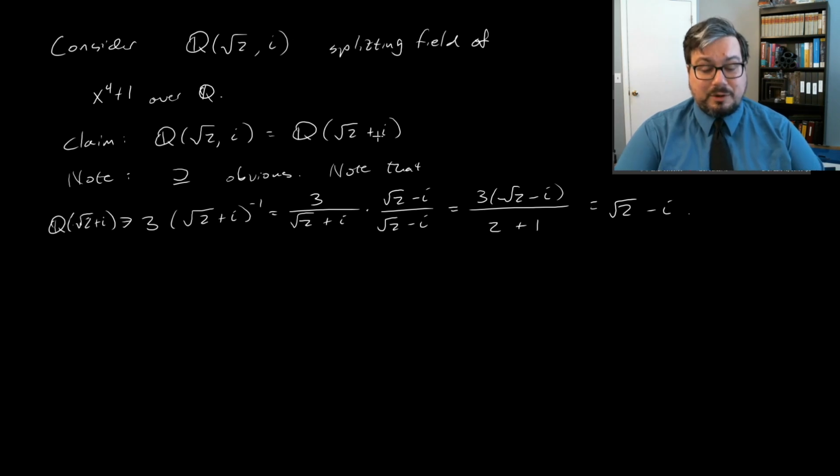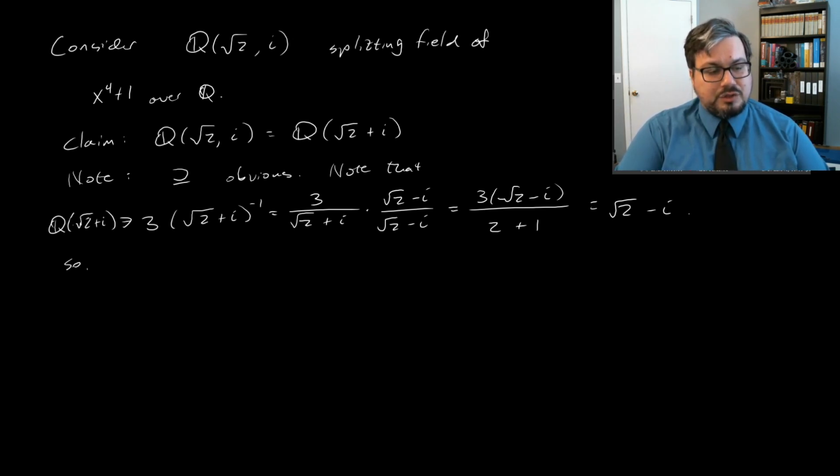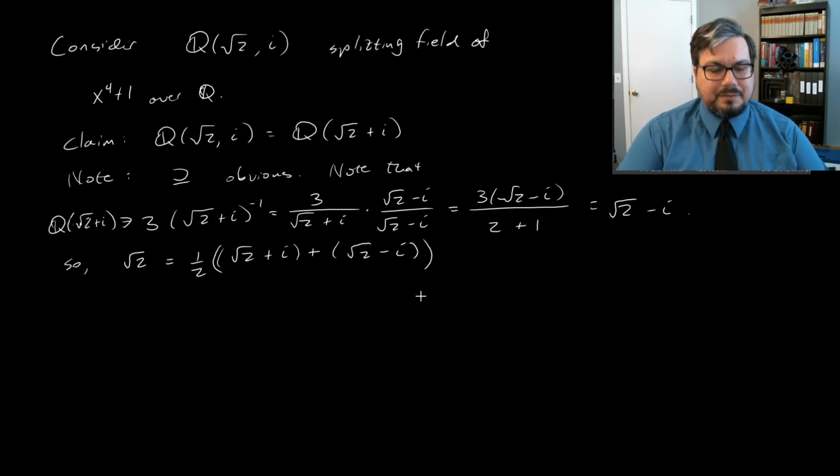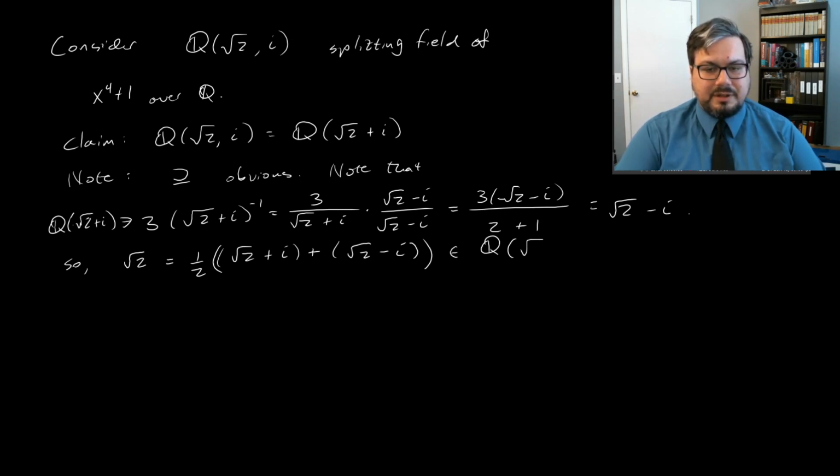So this shows us that the element square root of 2 minus i also belongs to this field Q adjoining square root of 2 plus i. So that means that the square root of 2, which is equal to 1/2 times the square root of 2 plus i plus the square root of 2 minus i, all these things belong to Q adjoining the square root of 2 plus i.